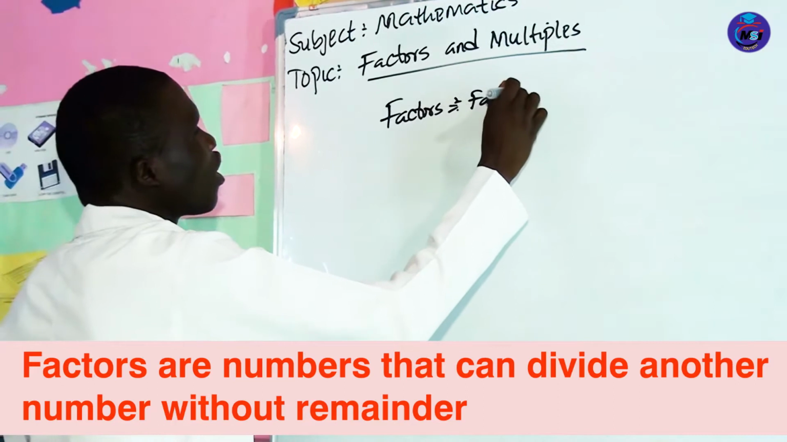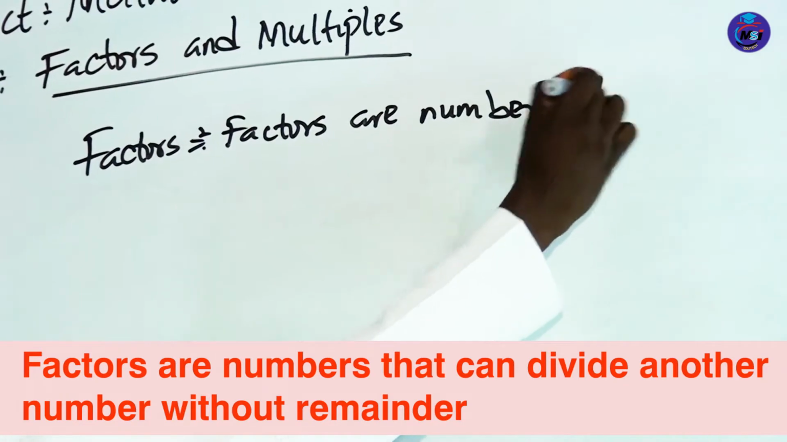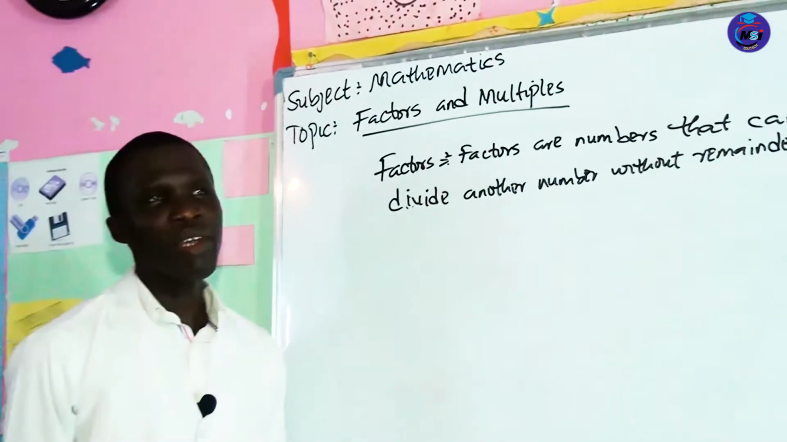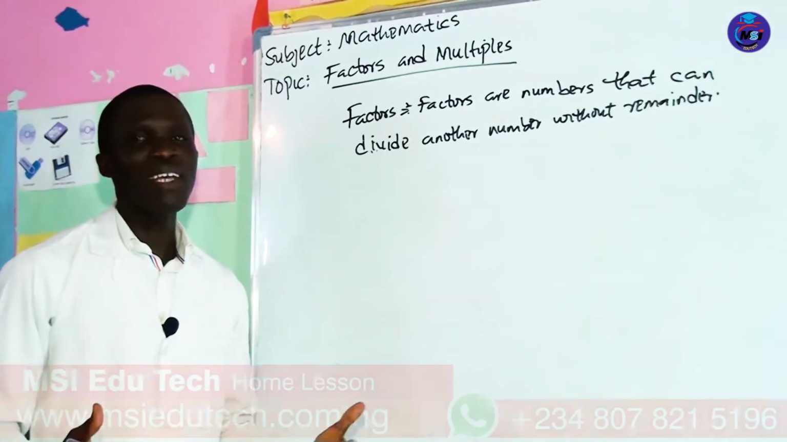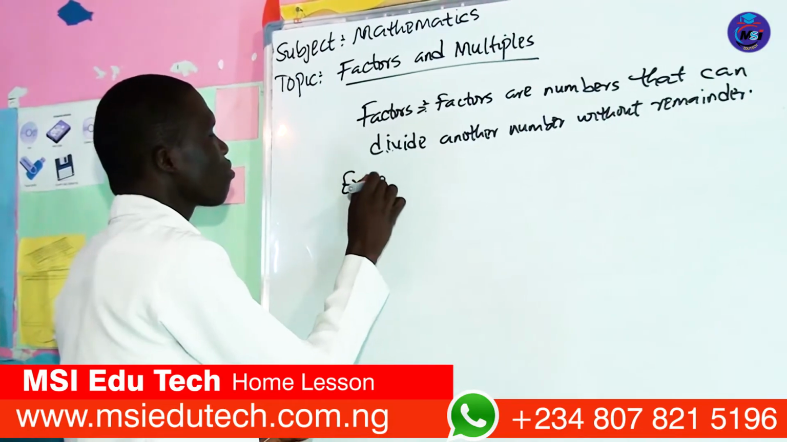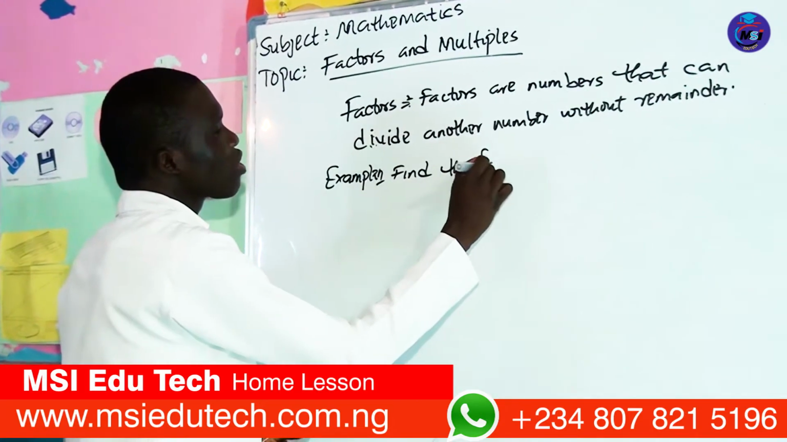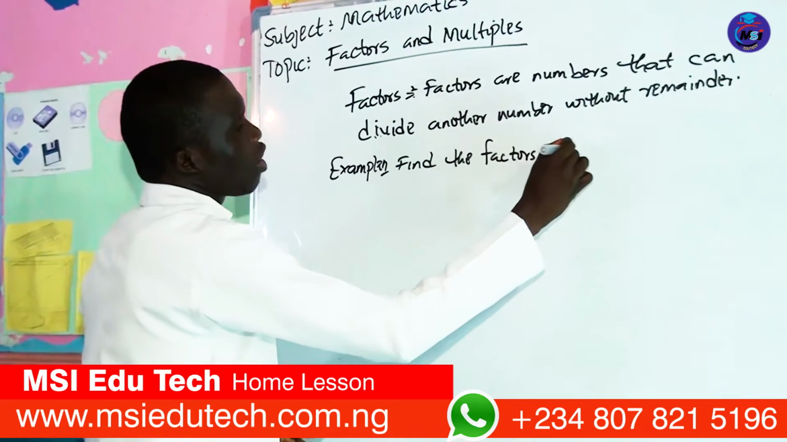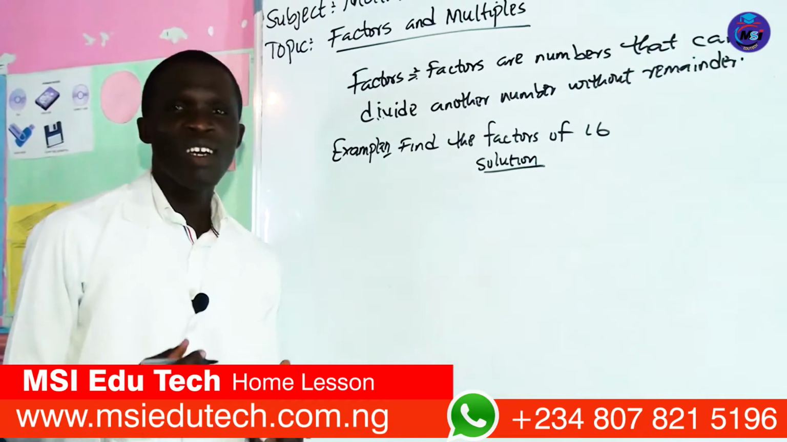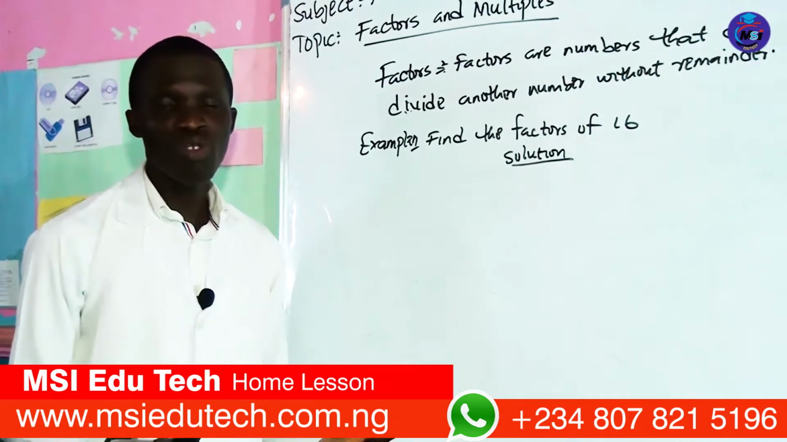Factors are numbers. What does that mean? Think about someone asks you to find the factors of 16. Example, find the factors of 16. What does that mean? It means you look for numbers that can divide 16 without remainder.